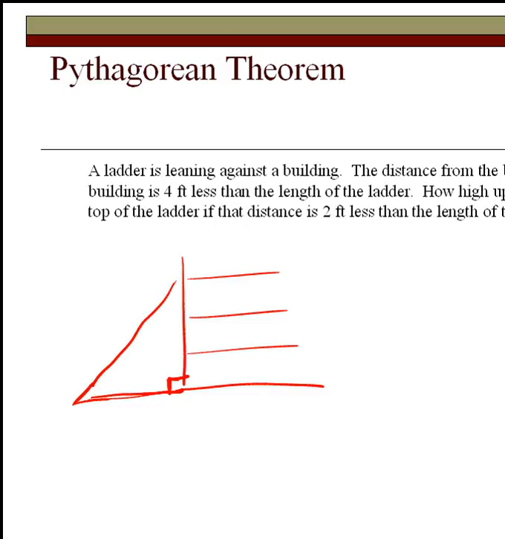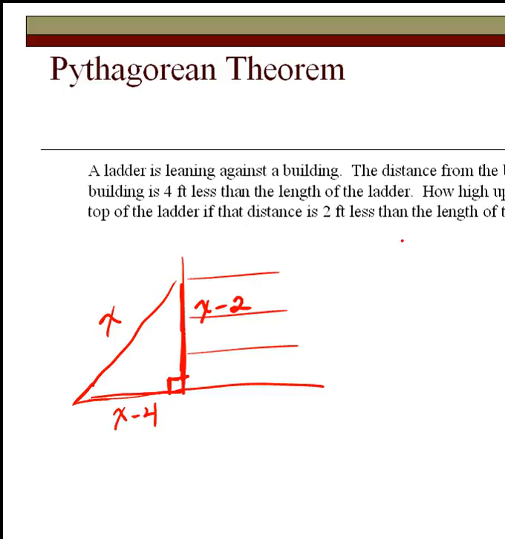The distance from the bottom of the ladder to the building is 4 feet less than the length of the ladder. So if the length of our ladder is x, this would have to be 4 less than that, which is x minus 4. It says how high up the side of the building is the top of the ladder if that distance is 2 feet less than the length of the ladder. So this distance here is going to be x minus 2.